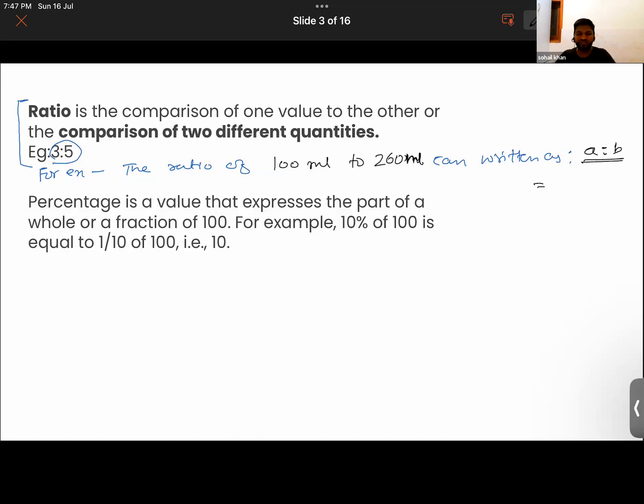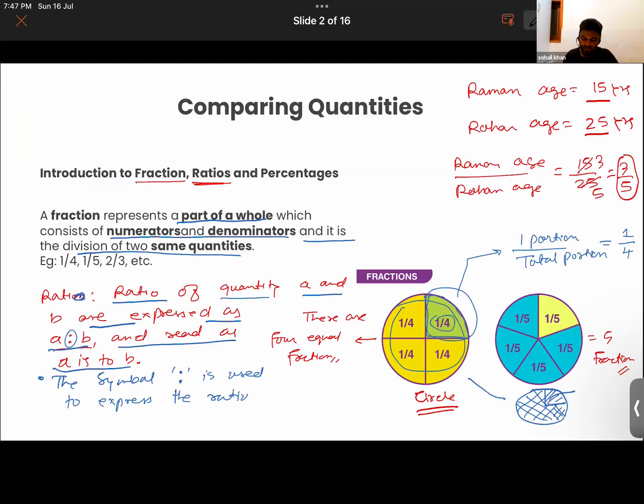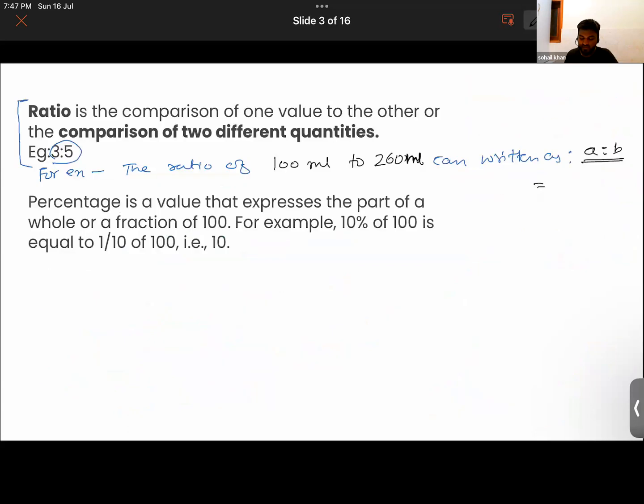Yes, Ran, that is simple. It should not be taking too much time. Look, you just need to represent the two quantities in the form of A is to B, meaning that you simply divide the two quantities, A upon B. So that is simply 100 ml upon 260 ml. That gives you 5 upon 13. All right, so that's the simple thing.